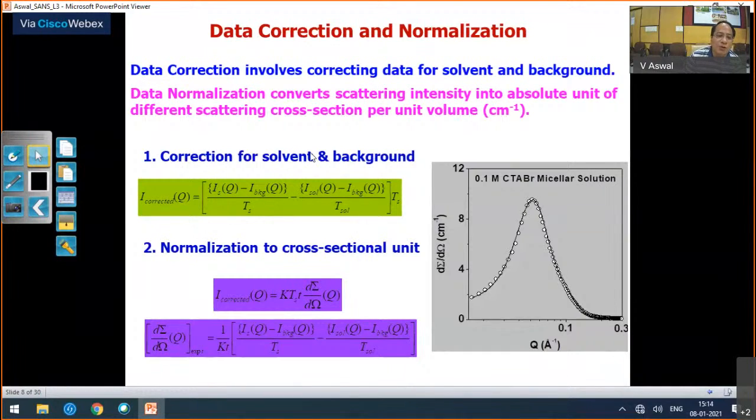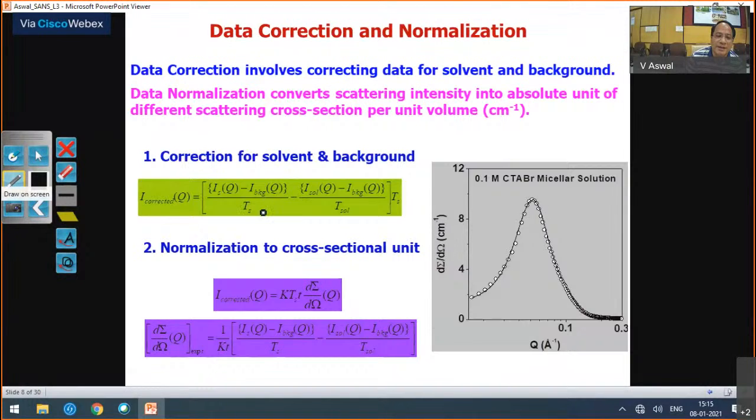Then how do you correct? This is the expression, and one can derive this expression also. This is the corrected intensity from the sample, for solvent and background. So it is the solvent, and then you have the background term, divided by the transmission of the solvent. So you should also know the transmission of the sample and also of the solvent. This is the scattering intensity from the solvent minus background, divided by the transmission of the solvent, and this is the transmission of the sample. This is the expression by which you can calculate the corrected intensity from the sample.